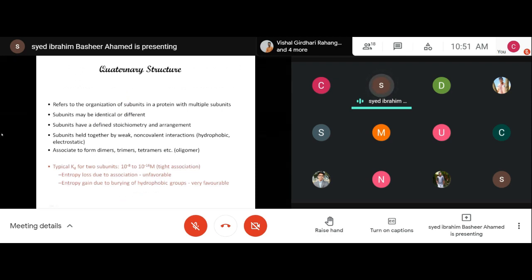Quaternary structure refers to the organization of subunits in a protein with multiple subunits, which may be identical or different. They have a definite, proper arrangement. They are held together by some kind of forces, and they associate into different types of oligomers. The energy varies from protein to protein, which represents how tightly they are associated.